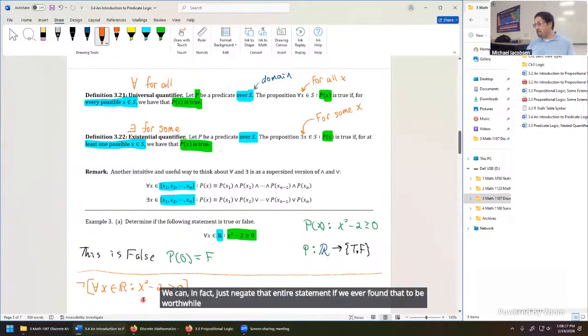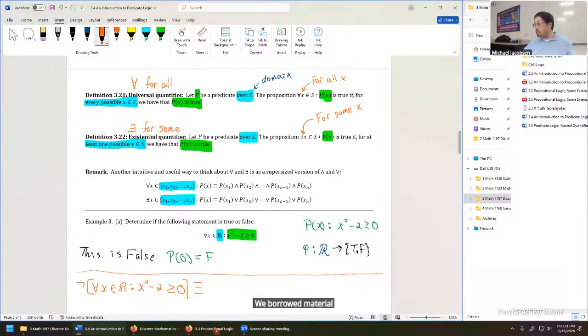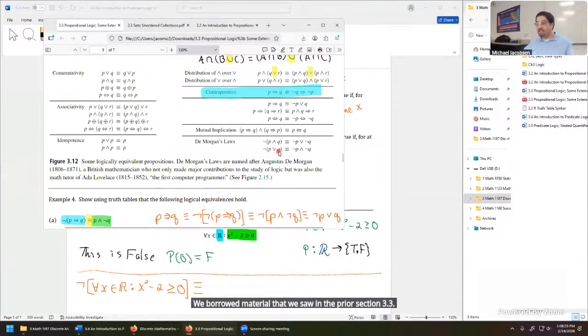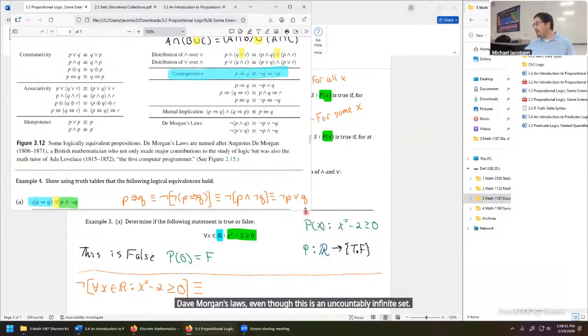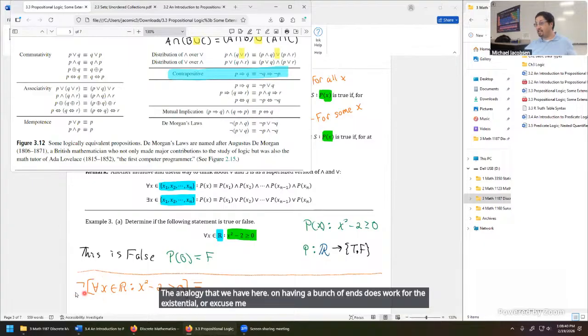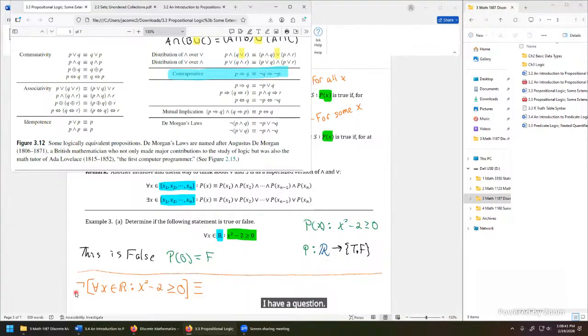We can, in fact, just negate that entire statement if we ever found that to be worthwhile. If we negated that statement, we borrow material that we saw in the prior section, 3.3, De Morgan's laws. Even though this is an uncountably infinite set, the analogy that we have here on having a bunch of ands does work for the universal quantifier. I have a question. Yeah, go ahead.